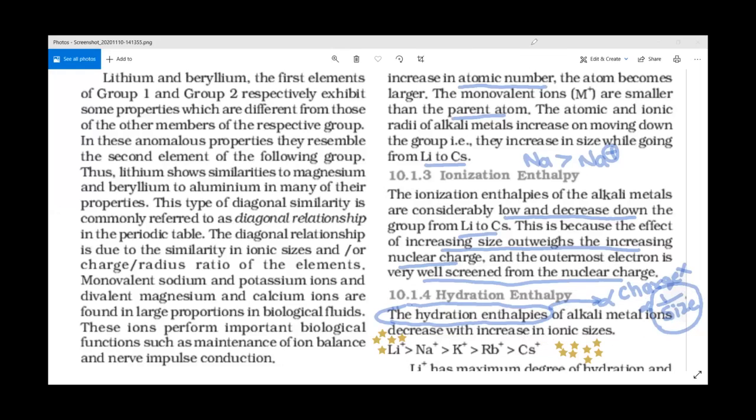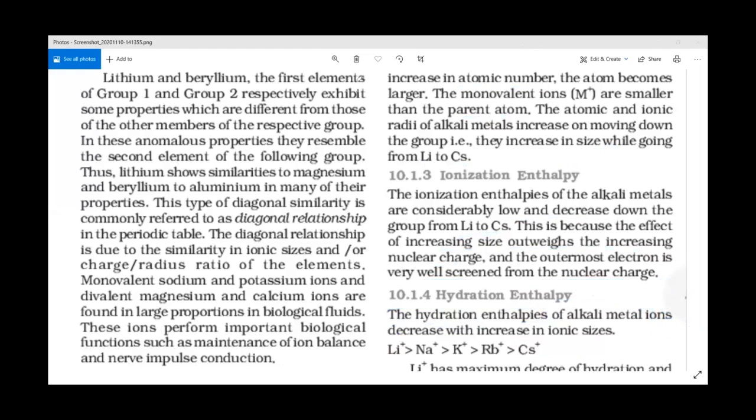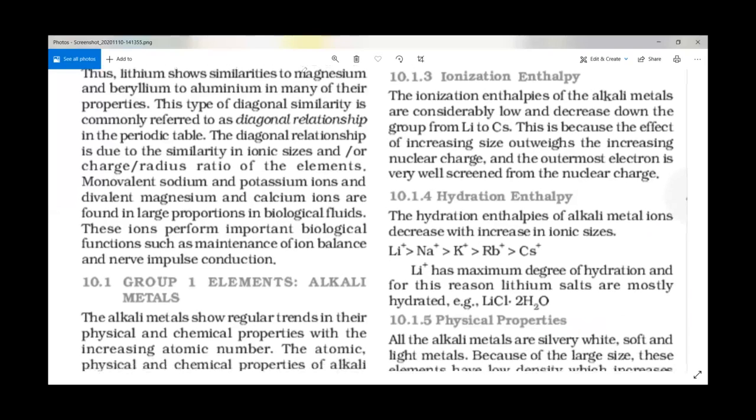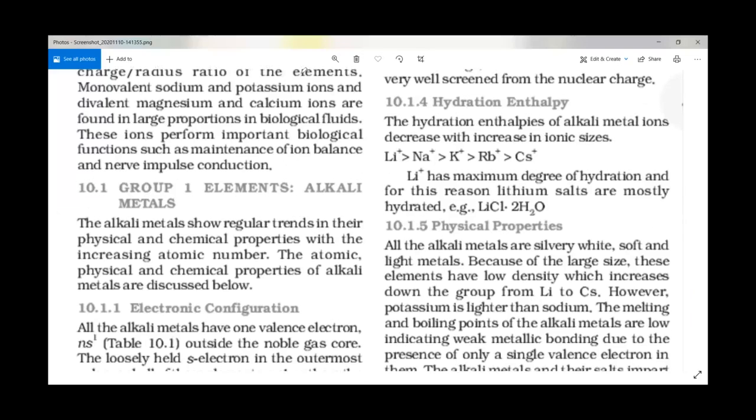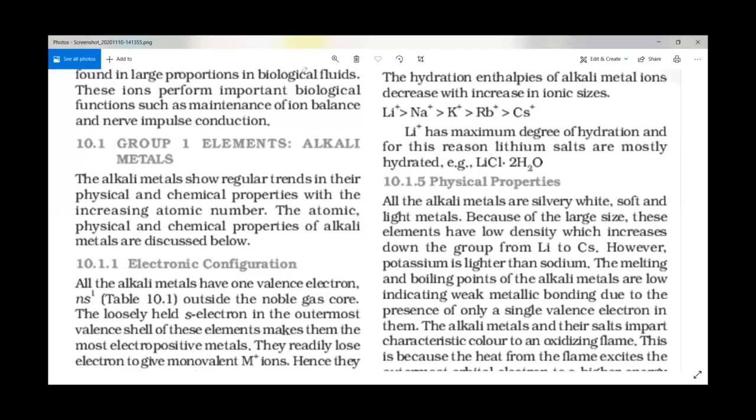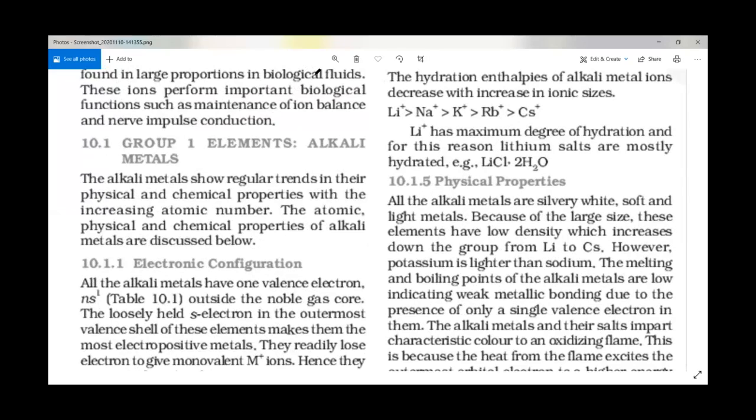This is how you have to tackle the reasoning questions. Reasoning questions, how to tackle, is it understood? You have to extract the meaning between the lines. This is what is called reading between the lines. Now here is a very important topic, and I will put a lovely symbol. Degree of hydration. Lithium has the maximum degree of hydration among the alkali metals. Why is it so? Because it is the smallest.